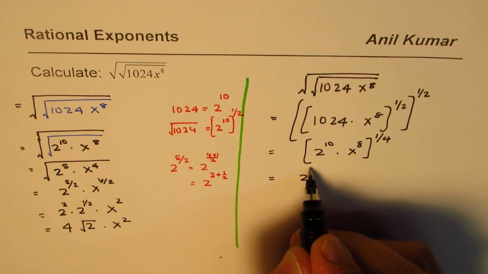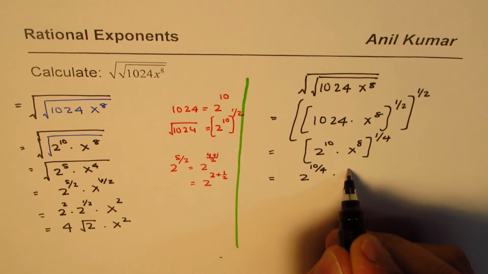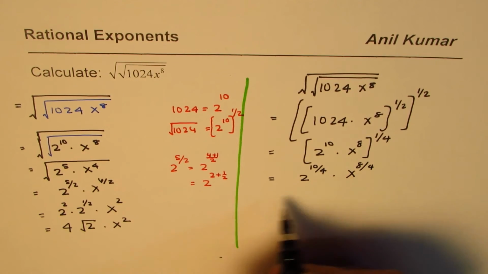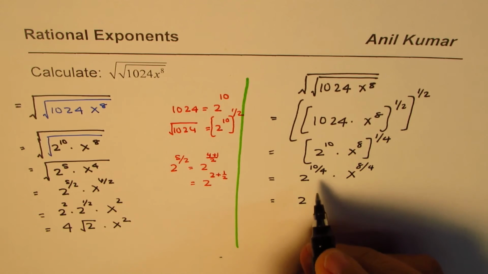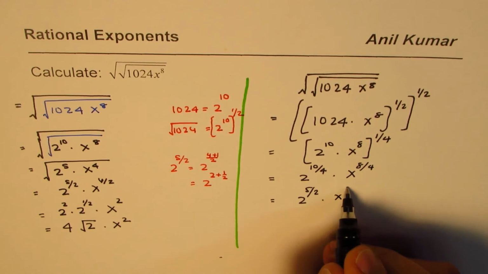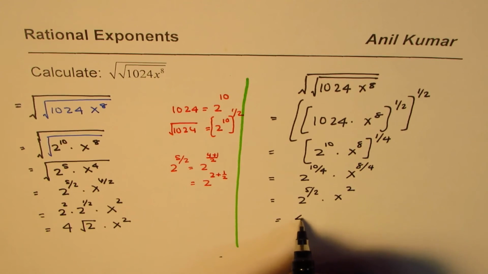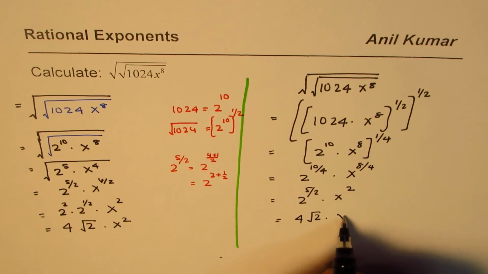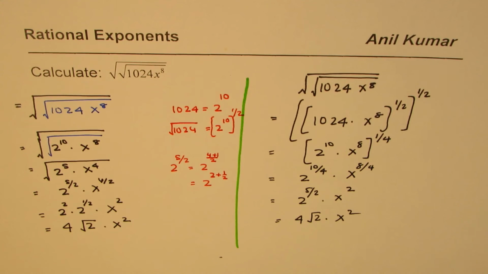So we get 2 to the power of 10 over 4 times x to the power of 8 over 4, and that gives you 2 to the power of 5 over 2 times x to the power of 2, which is the same as 4 times the square root of 2 times x squared, right? So this could be an alternate way of evaluating such an expression. Well, you can have a combination of these to solve or evaluate such expressions.